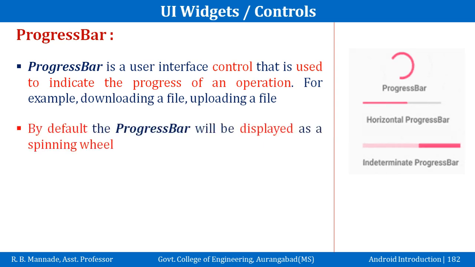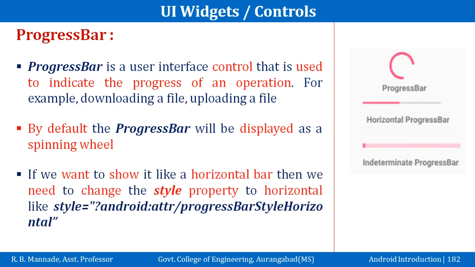By default, progress bar will be displayed as a spinning wheel, as you are able to see in this particular GIF image. So this first progress bar is called the spinning wheel progress bar. And by default, if we have not set any attributes of progress bar control explicitly in layout file, then by default progress bar will be shown as a spinning wheel. But this default appearance of progress bar can be changed by setting a value of an attribute called style.